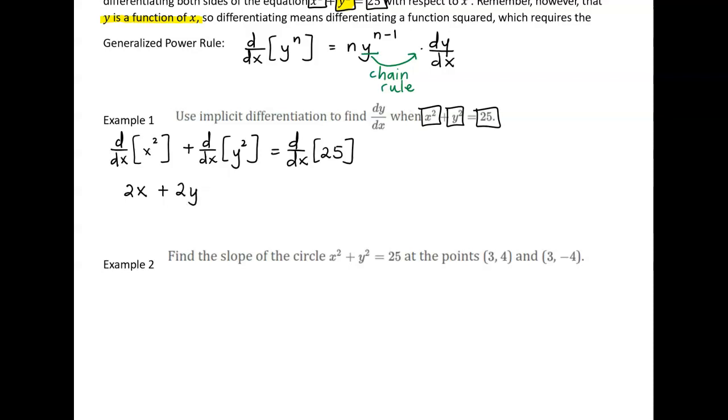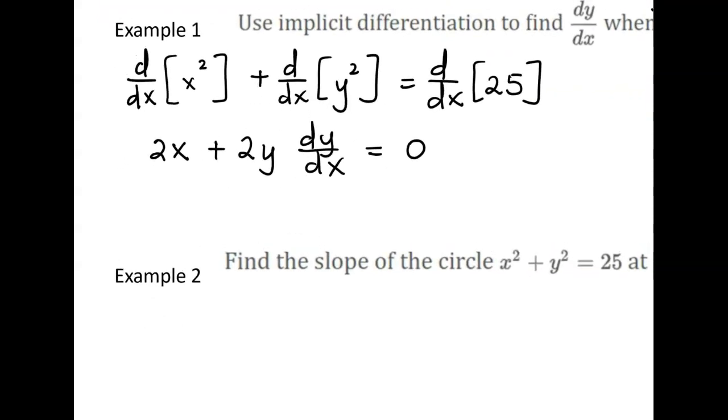The new exponent on y is 1, which we don't really have to write, but chain rule says we then have to come in and take the derivative of y, which is dy/dx. And then finally, on the right side of the equation, the derivative of 25 is just 0. So just a subtle difference between what happened in the derivative of the first term and what happened in the derivative of the second term. In reality, both of them are using chain rule.